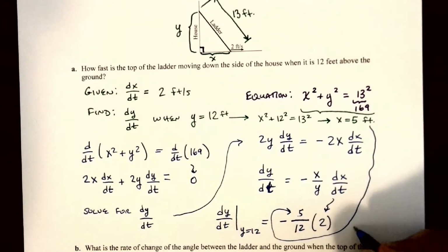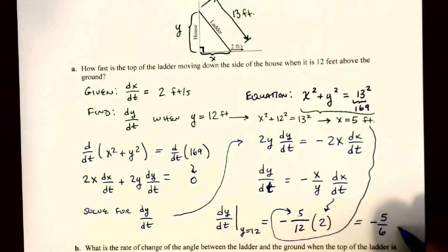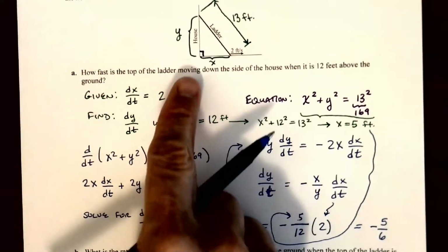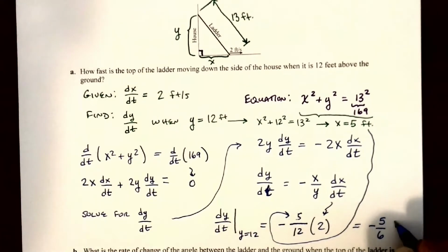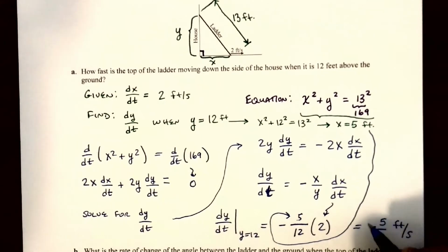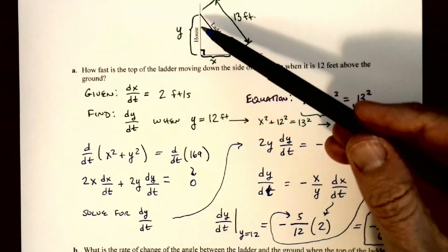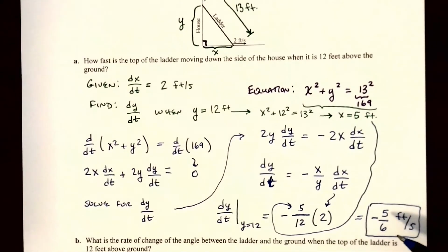This simplifies down, therefore, to negative 5/6. 2/12 is 1/6. And what are the units here? What are dy/dt's units? Negative 5/6 what? Y is the height in what? Feet. Time is in seconds again. Feet per second. Are you happy that we have a negative rate of change? Think about the value of y. Is it getting bigger or smaller? I think we're happy that it's negative, right?